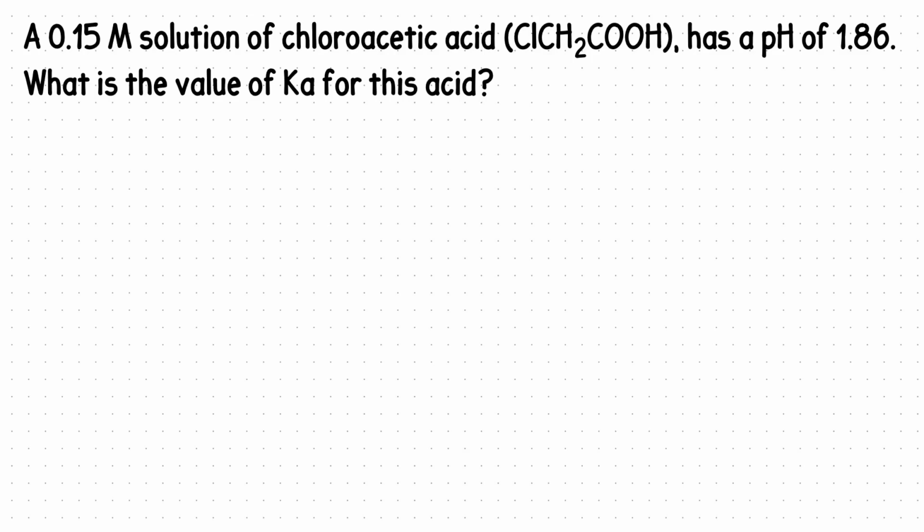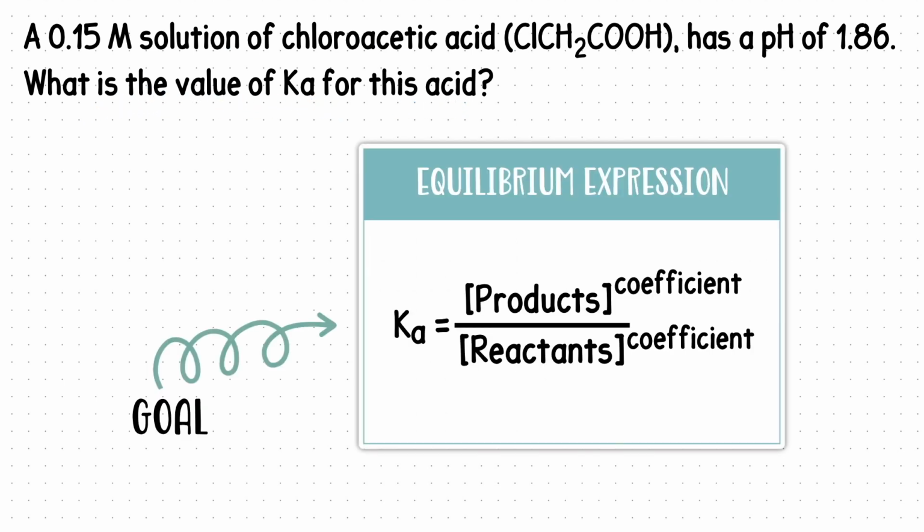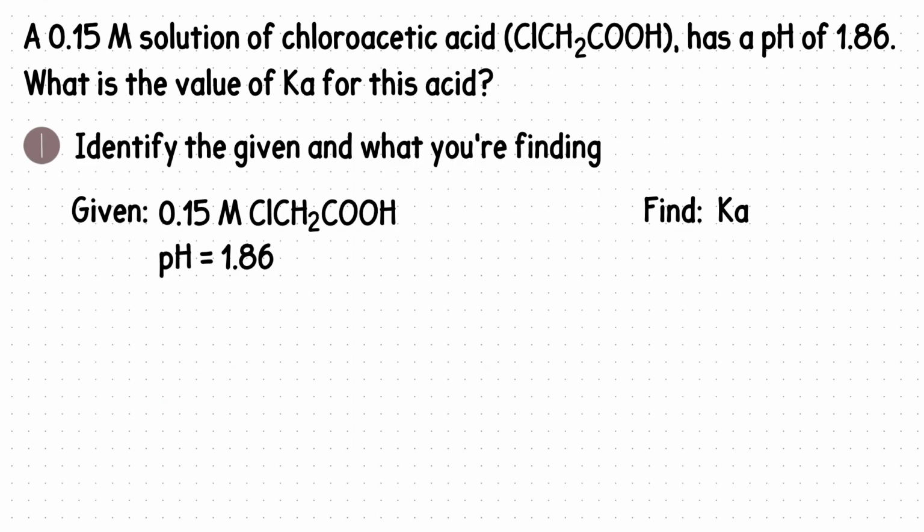Our example states, a 0.15 molar solution of chloroacetic acid has a pH of 1.86. What is the value of Ka for this acid? Since we're looking for the value of Ka, the overall goal is to find all concentrations at equilibrium, then plug those into the Ka expression. Let's take this step by step and start with identifying the given and what we're finding.